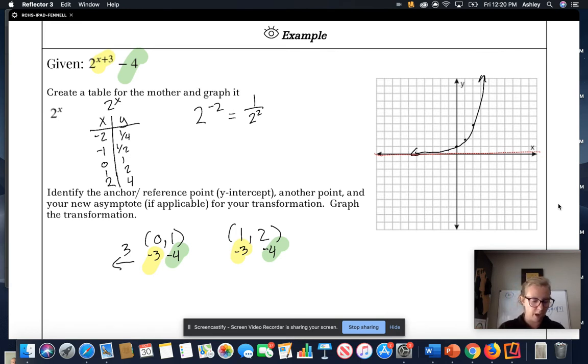All right, so now our new points would be at (-3, -3), right?